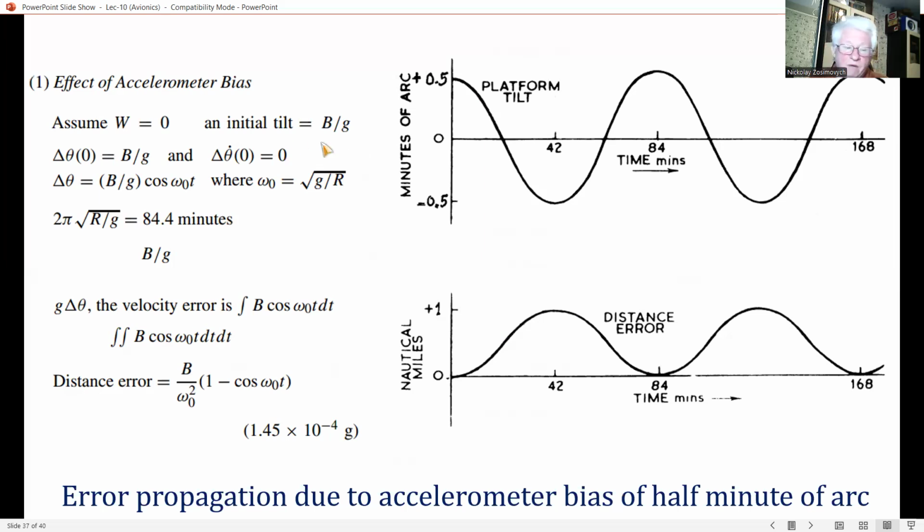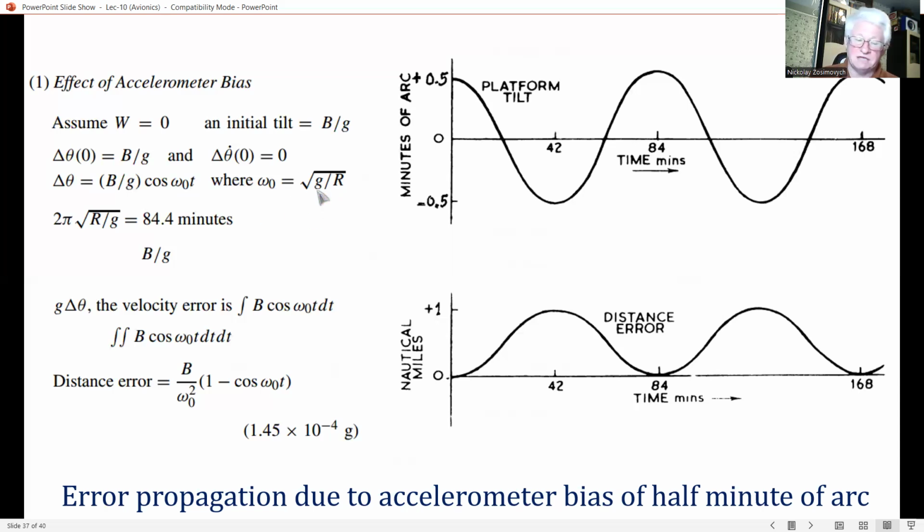The solution of our equation for the initial conditions, delta theta from 0 will be simply B over G, and delta theta dot from 0 will be 0. And that gets us a very simple expression. Delta theta will be proportional to B over G times cosine omega naught times T. Omega naught here is the square root of G over R. This is the undamped natural frequency of the Schuler loop.